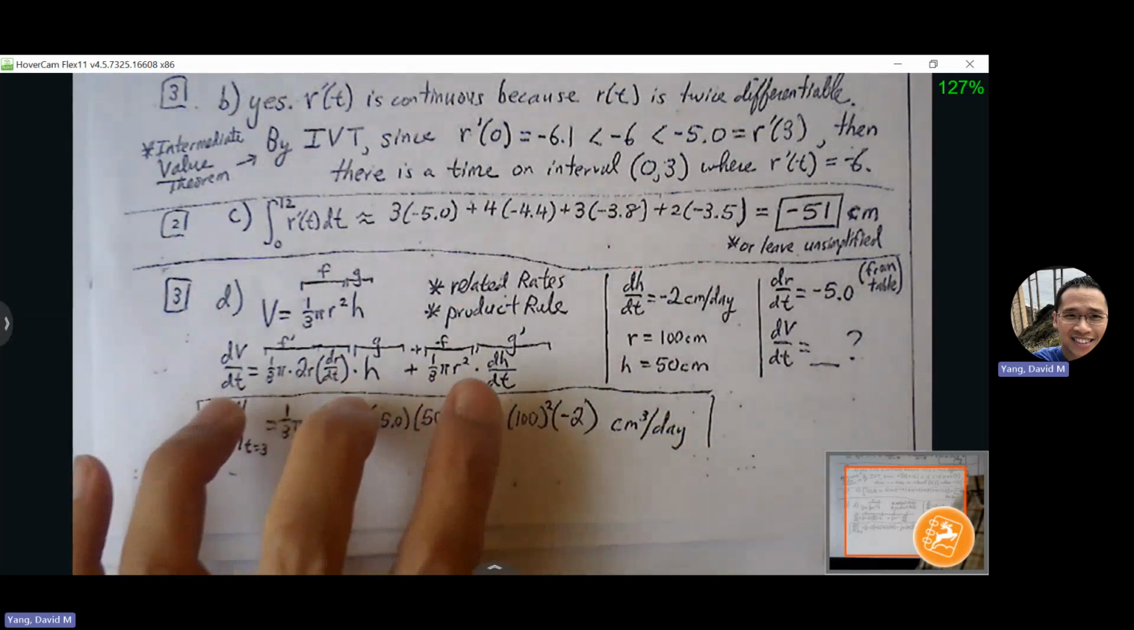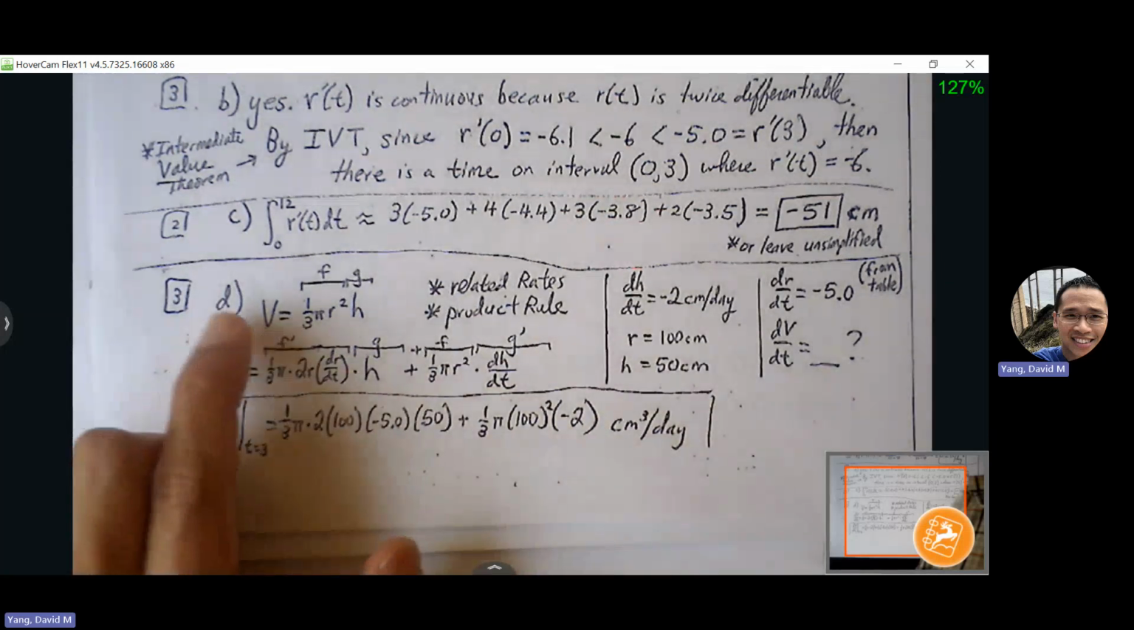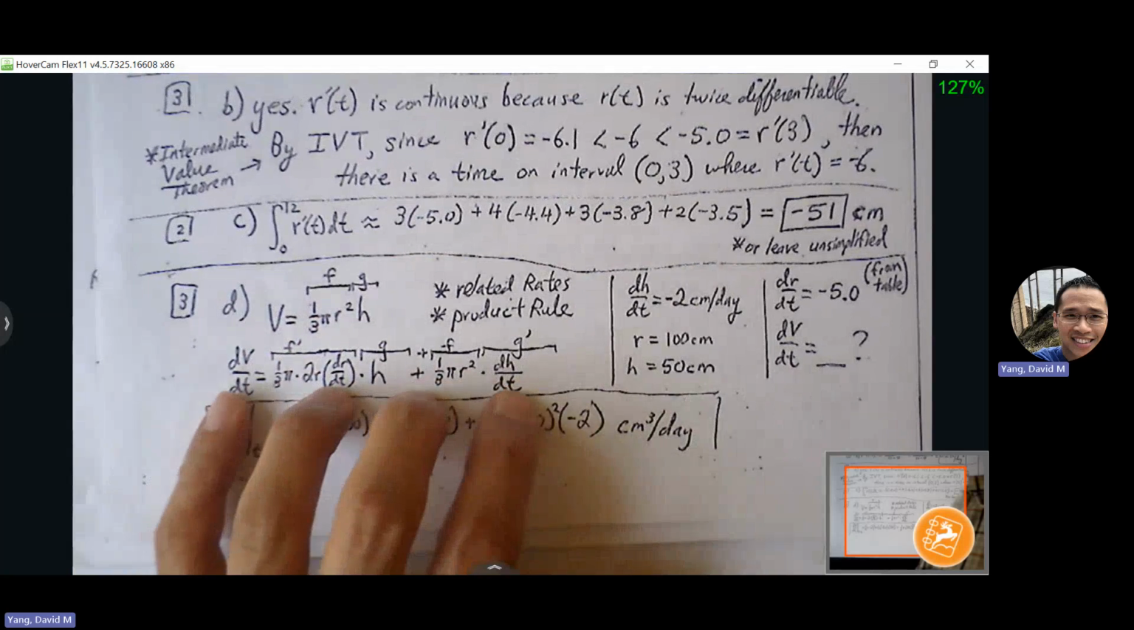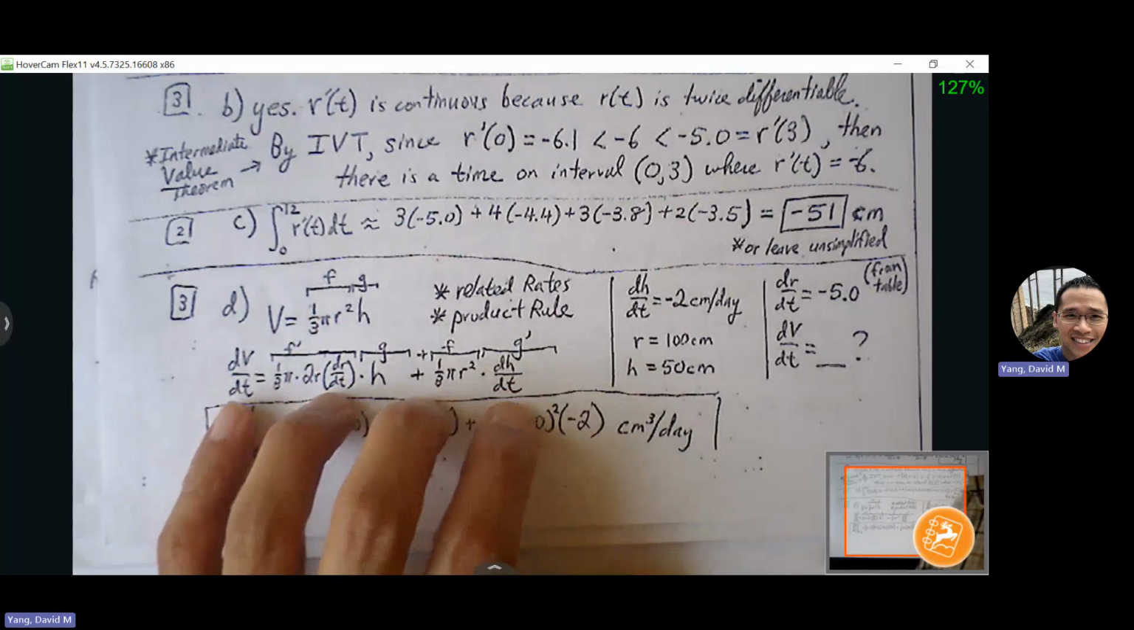So when you find your derivative with related rates, every variable, in this case the v, the r, and h, will all have its turn with the d over dt for that variable showing up.